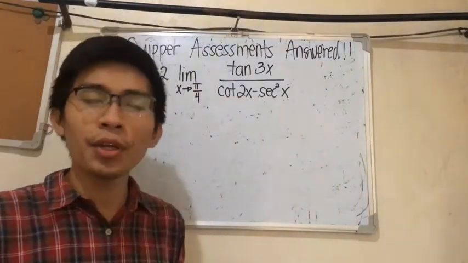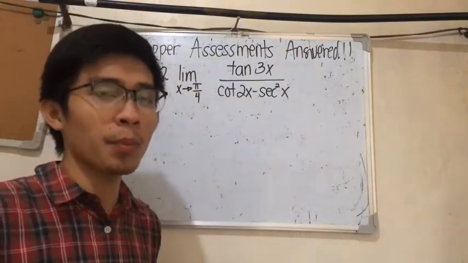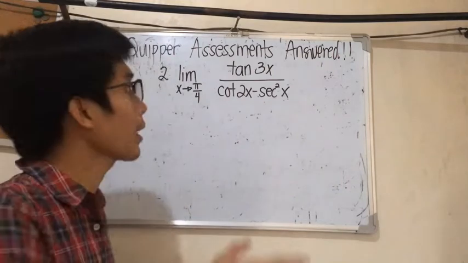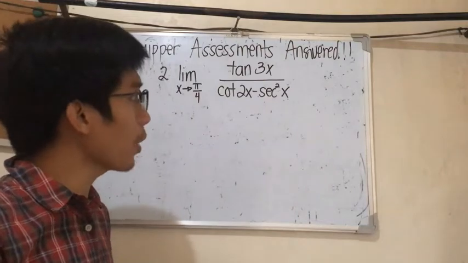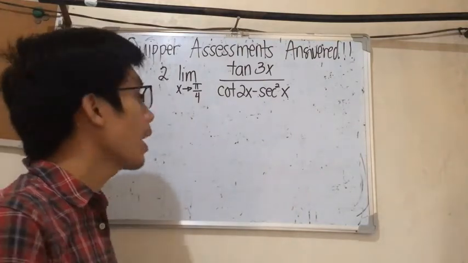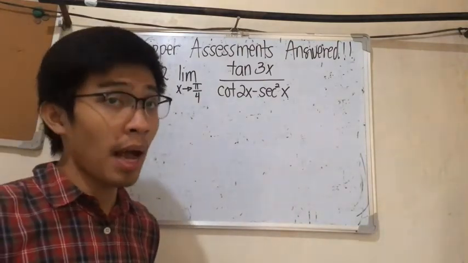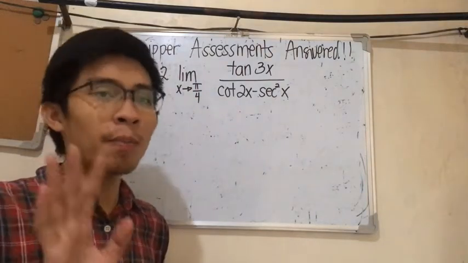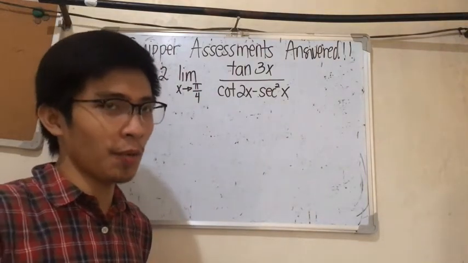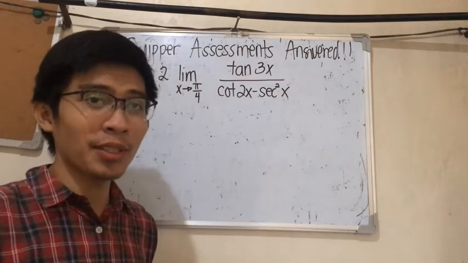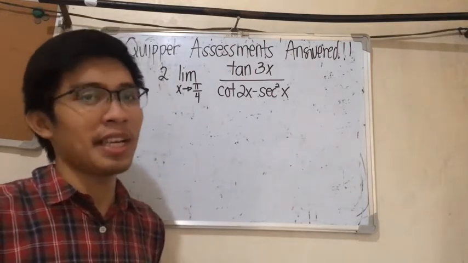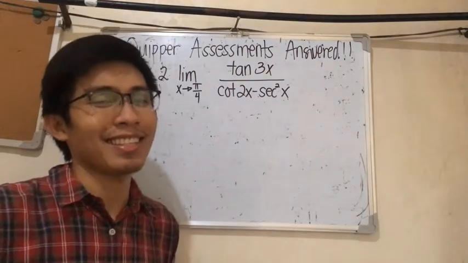So I have here another problem, one of the problems in your Quipper assessment last week. This is the limit of tan 3x all over cotangent 2x minus secant squared x as x approaches pi over 4. You may pause the video for a while and answer the question. Okay, I do hope that you answered it already. Let's check if you got it right.